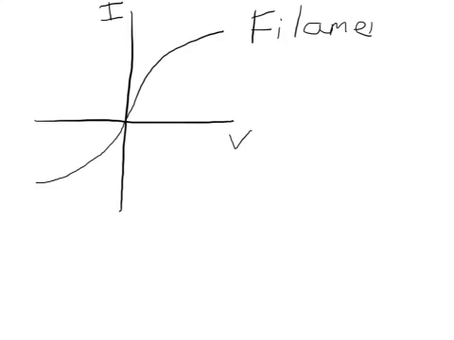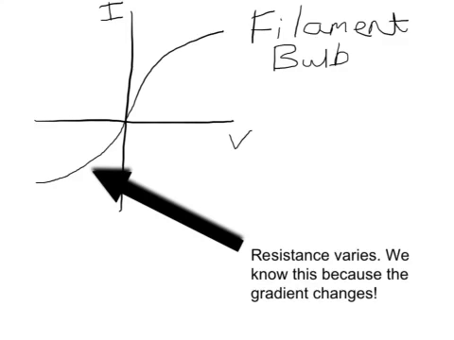The second component we have looked at is a filament bulb, and this gave us a slightly different relationship. So for the current-voltage graph of a filament bulb, we got a curve-shaped graph. This told us that for the filament bulb, the resistance changes. So as you can see, the line is curved, the gradient is changing, the resistance is changing.